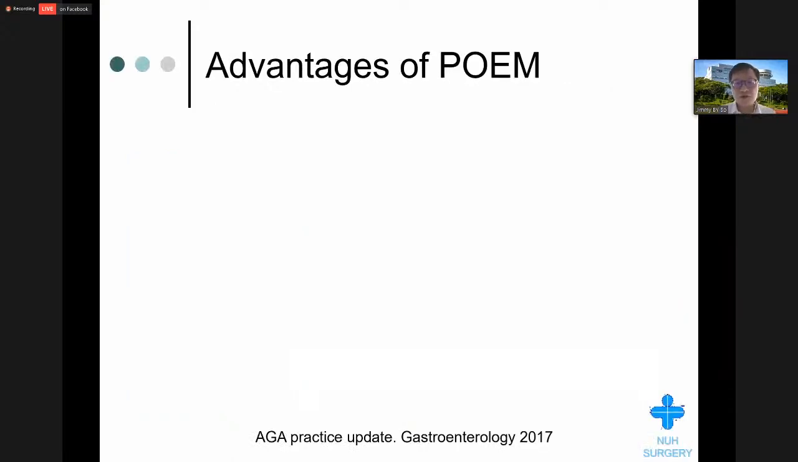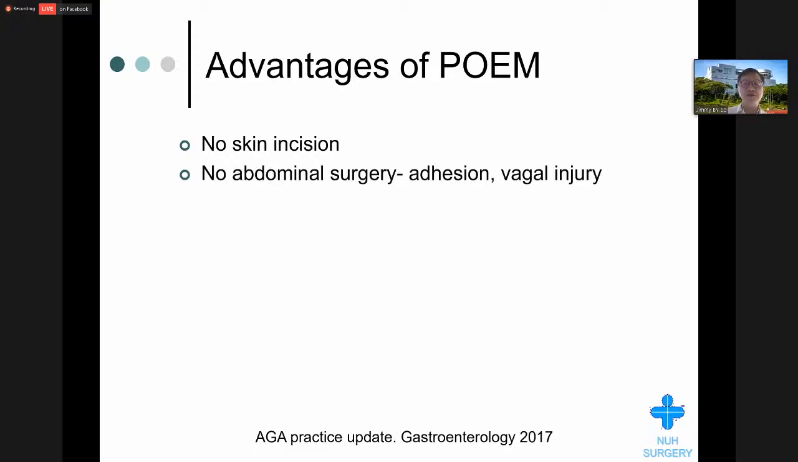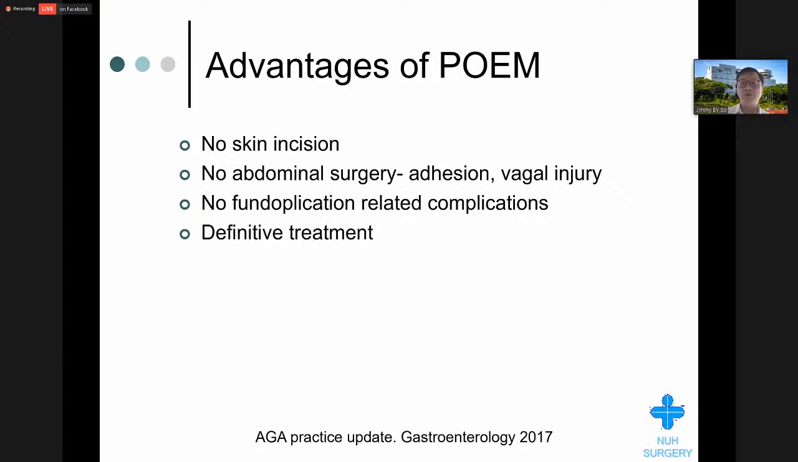This slide will summarize the advantages of POEM from the AGA practice update. Basically, POEM provides the advantage of no skin incision for our patients. The patient doesn't require any abdominal surgery. They avoid any potential problem of adhesions or nerve injury. Because there's no fundoplication, they don't have fundoplication issues such as gas bloating. And POEM is actually a myotomy, therefore it's a definitive treatment for achalasia.